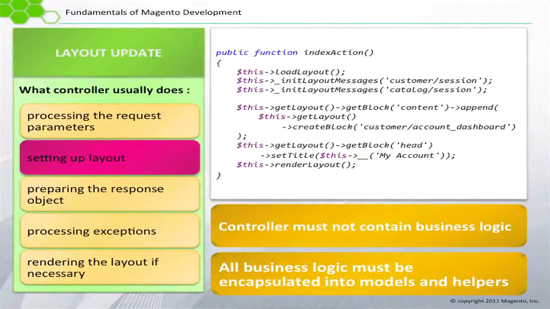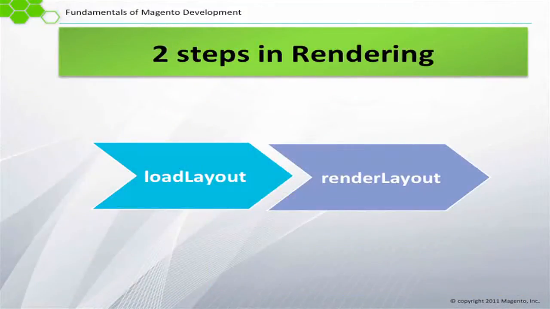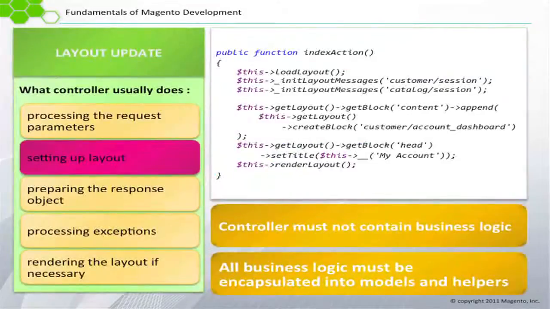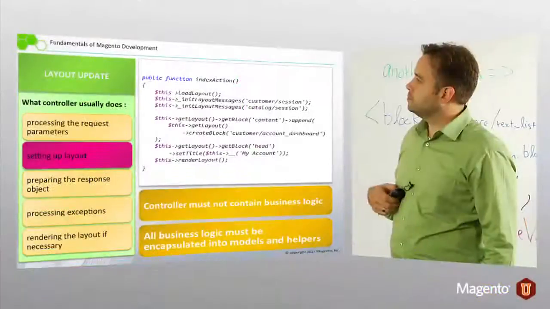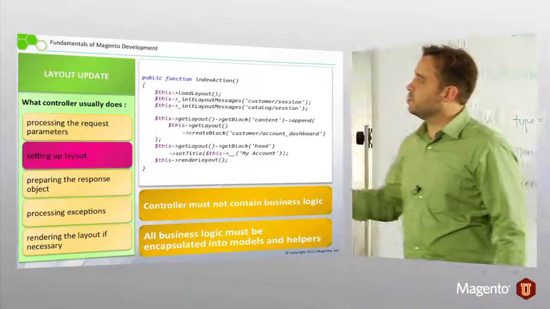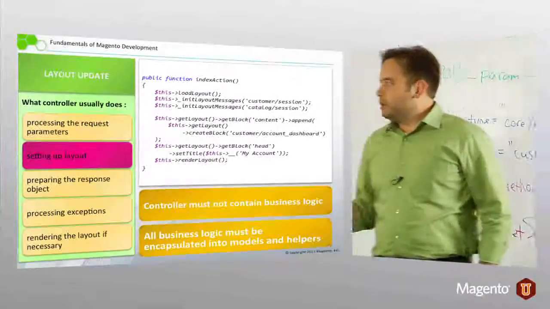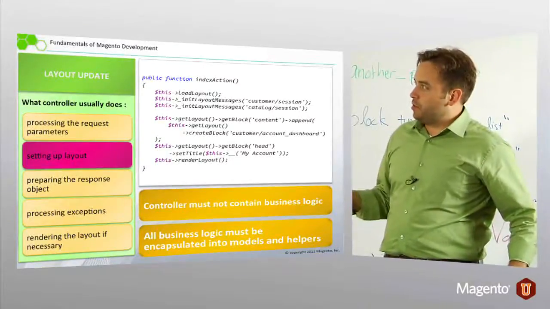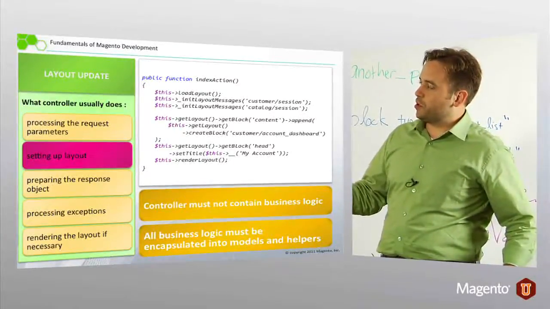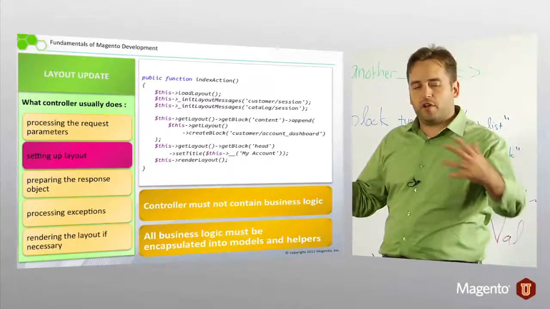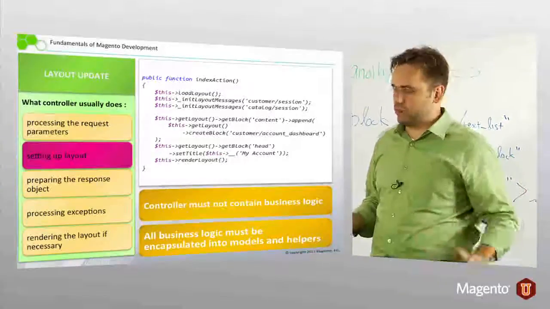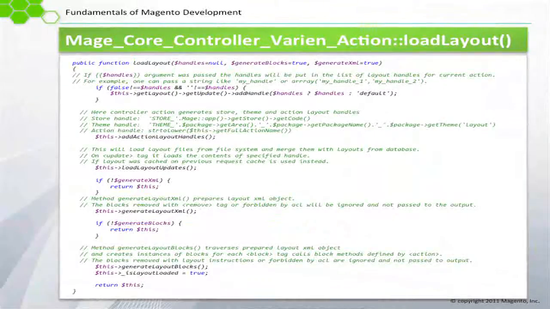Setting up the layout: load layout, render layout, in a controller action. That's it. Load layout, render layout. In here, we're doing some more stuff that's probably going to be used in a template somewhere, or by a block file. But we don't need to consider that. The two function calls here that matter are load layout, which gathers all that XML, strips it out based on some particular rules, which we'll discuss, and render layout.